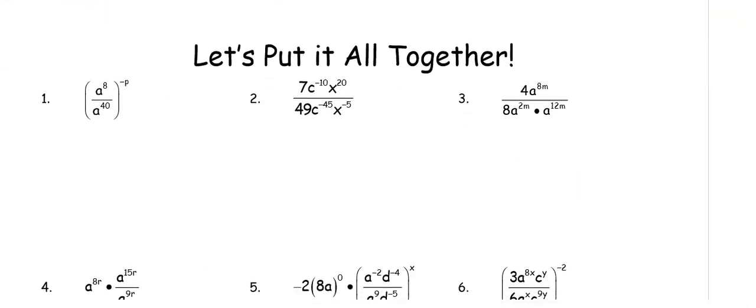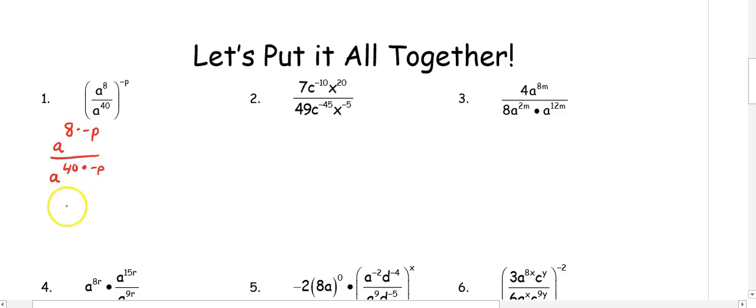So let's put it together and look at some examples. In the first one, we're going to distribute our negative p exponents. We have a to the 8 times negative p over a to the 40 times negative p. So that gets us a to the negative 8p and a to the negative 40p. Now notice that both of these exponents are negative, so they need to switch from the numerator to the denominator, and vice versa. So that gets us a to the 40p over a to the 8p.